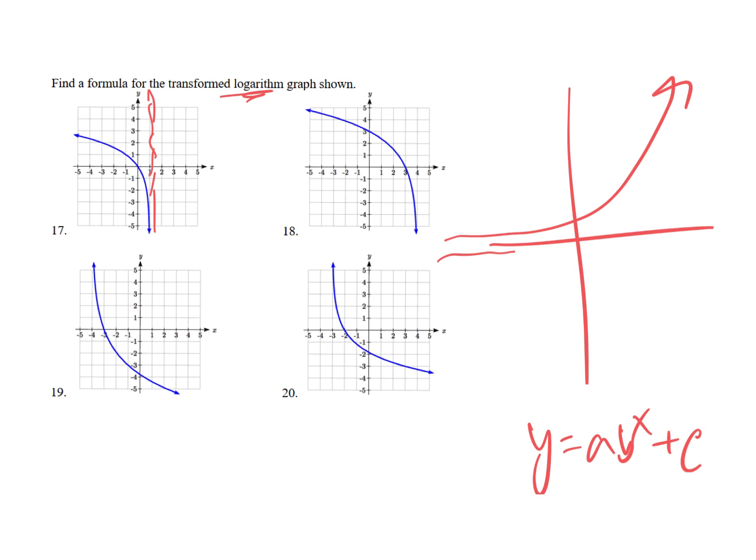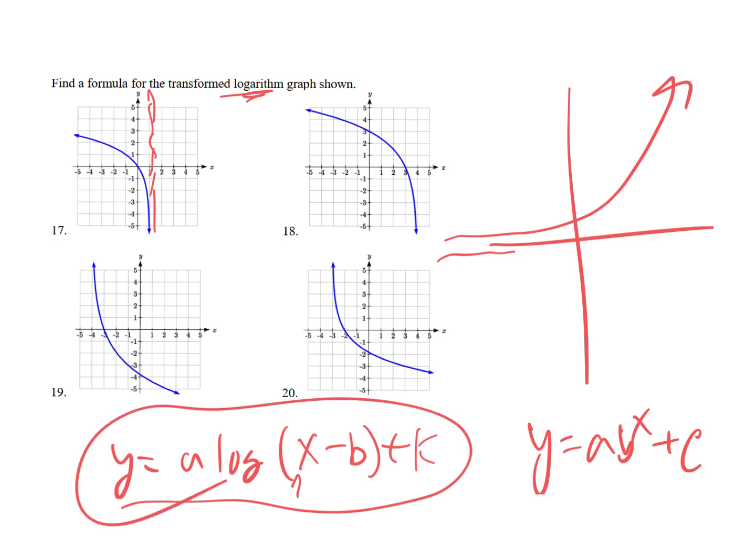Okay, so a log graph is going to look like y equals some stretch factor times log, and I just treat these as log base 10, of x minus some left-right shift, plus some up-down shift, right? And maybe there's a reflection inside. That's all the things, but this is what I start with. Okay, let me stop and clean this up a little bit.